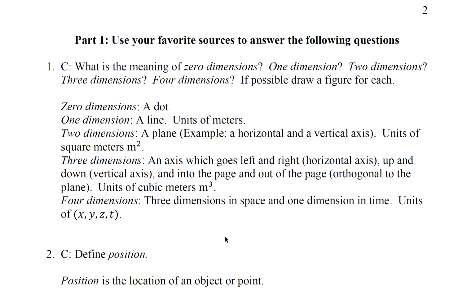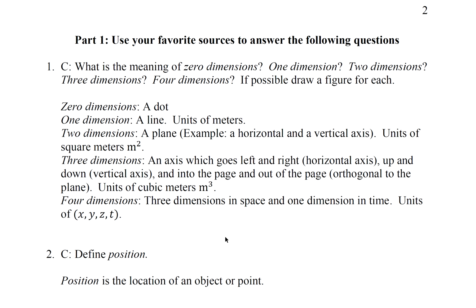2 dimensions is a plane, P-L-A-N-E. So an example is a piece of paper. You could go left, right, up or down. That's it. 3 dimensions, it has an X, Y, and Z axis. It can go left, right, up, down, into the page, out of the page. It has units of meters cubed.